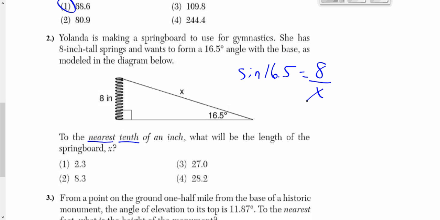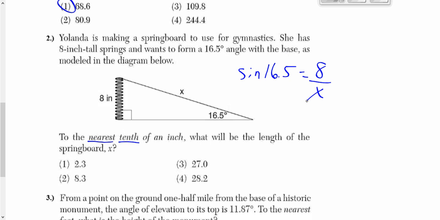Times. What? X is in the bottom. What can we do? You ever heard me say that? Switching? You never heard me say that, did you? That's amazing. I'm amazed right now. So it's what? 65.